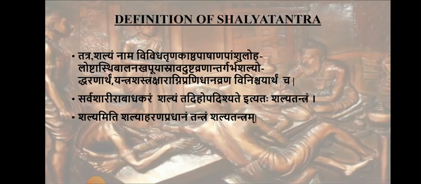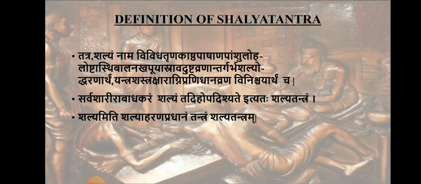Now it is the definition of Shalya Tantra. You know the Shalya Tantra definition, it is already dealt in the previous years, but it is very important that you learn the shloka by heart. You have to know the definition of each of the Ashtangas, it is very important. About Shalya, it is told: Tatra Shalyam Nama Vividha Trina Kashta Pashana Pamshu Loha Loshta Asthi Balanakha Puya Srava Dushta Vrana Antargarbha Shalya Uddharanartham Yantra Shastra Kshara Agni Pranidhana Vrana Vinishchayartham Cha. The English translations for each word have already been given in the notes, so I will not go into detail about those English terms.